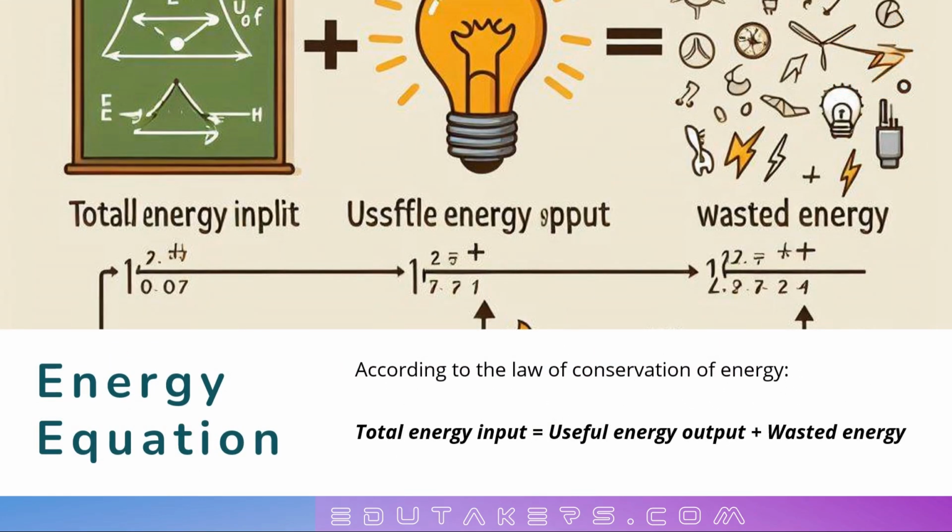At the heart of energy conservation lies a simple, yet profound equation. Total energy input equals useful energy output plus wasted energy. This equation balances the scales of energy input and output, highlighting the inevitable presence of energy that is transformed but not used for work. It's a fundamental formula that quantifies the essence of energy conservation.